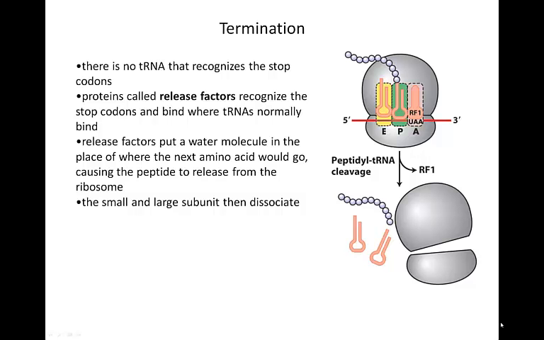How do things end? There's no transfer RNA that recognizes a stop codon. Remember, there are 3 different possible stop codons, and release factor will bind to each of those. Release factor does not have an amino acid, but rather it puts a water molecule in where the next amino acid would go. When the water molecule is added, the protein is released from the ribosome, and that whole complex then falls apart.